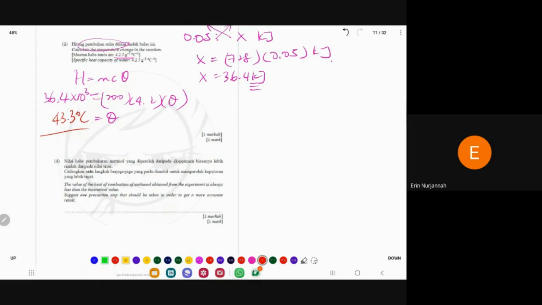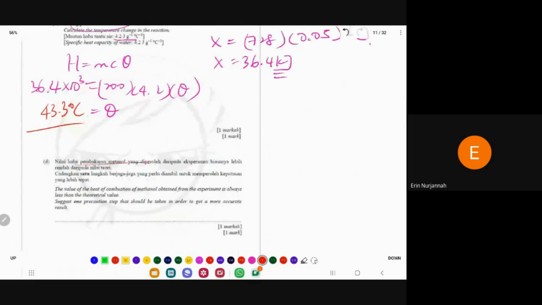Okay, now what about this? They say the real value that you got is actually very different from the value that you calculated. Why? Always ask why. Because there's heat loss to the surrounding, correct? Because during the experiment, the burning of methanol, the heat might be lost due to wind. The heat produced might be absorbed by the retort stand. By right, the heat of combustion should be 100% absorbed by the water.